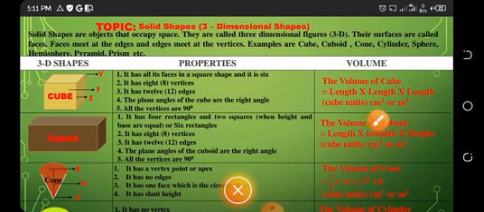And what is the volume? The volume of a cuboid is equal to length times breadth times height. And therefore, we must put our unit, cubic units.